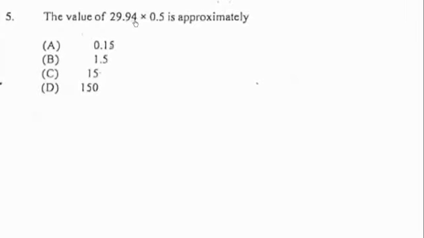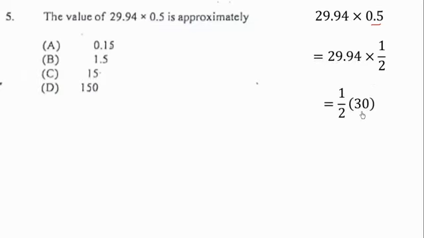Then we have the fifth one. The value of 29.94 times 0.5 is approximately equal to what? So we know this is the equation given to us, and we can easily do this. This 0.5 is the same as half, and we can approximate this by rounding to the nearest whole number. 29 is almost equal to 30, so half of 30, that will be 15. So the correct answer is C.